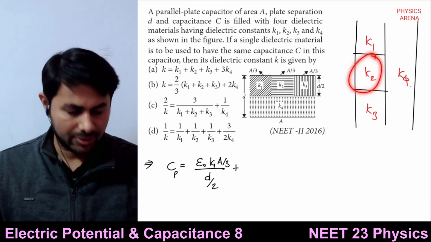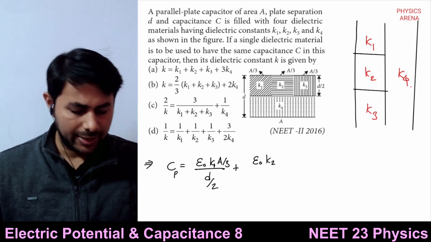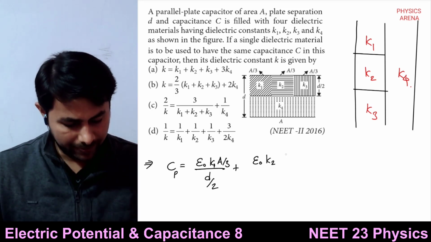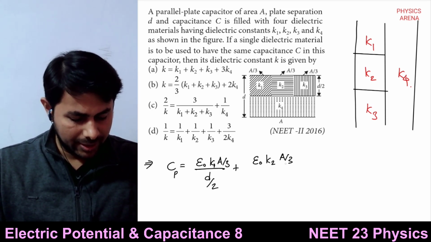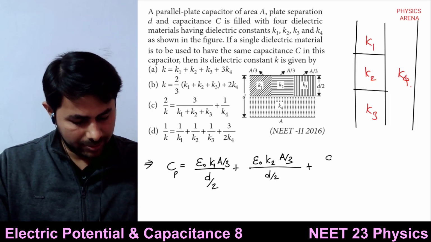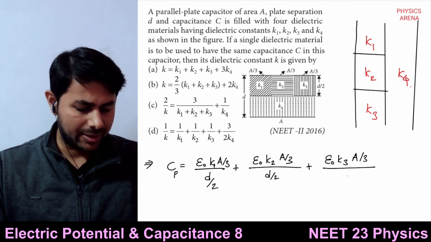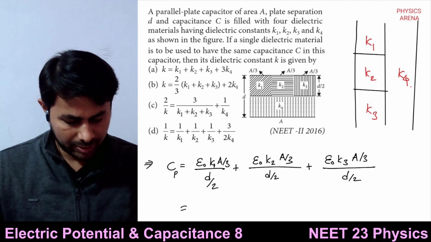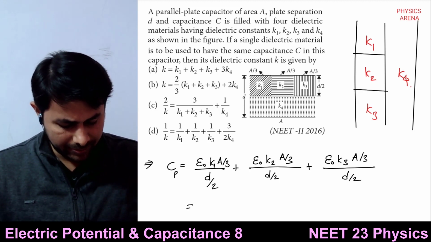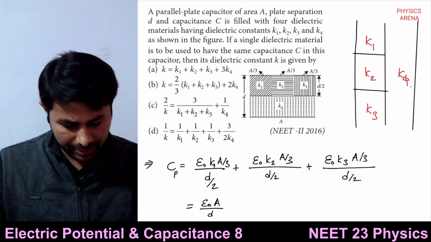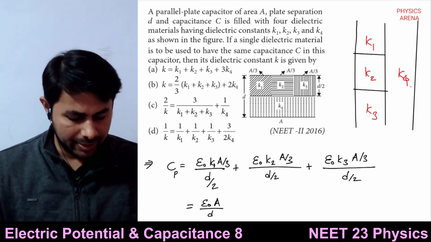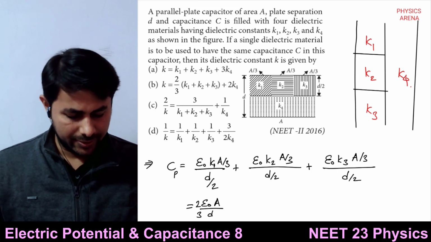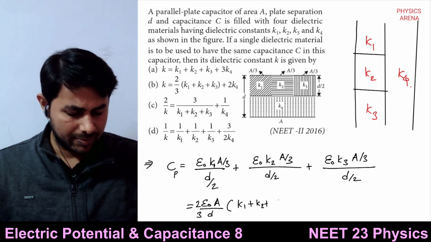Plus, similarly, the capacitance of this one is epsilon naught K2 A2 divided by D2, but A2 and D2 are the same: A by 3 and D by 2. So it is epsilon naught K2 A by 3 divided by D by 2, plus epsilon naught K3 A3, which is also A by 3 divided by D by 2. Then you can take epsilon naught A by D common. The 2 goes to the numerator and the 3 goes to the denominator, so it is 2 epsilon naught A divided by 3D, multiplied by K1 plus K2 plus K3.